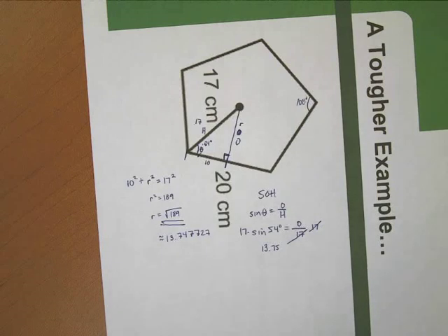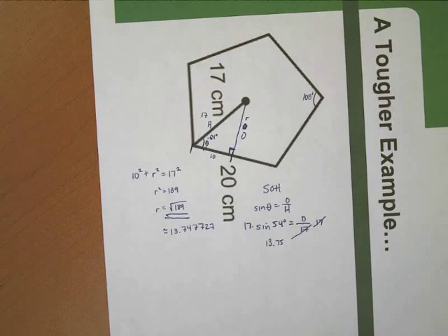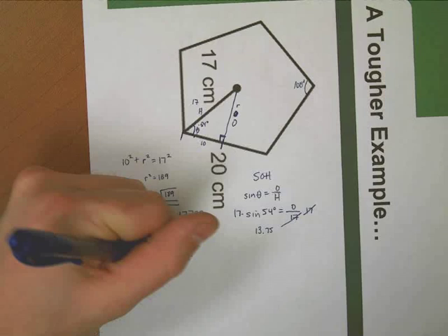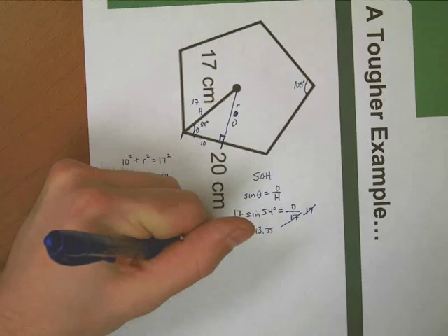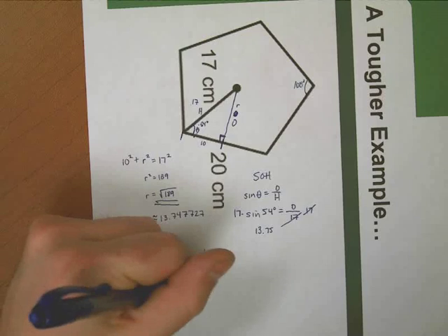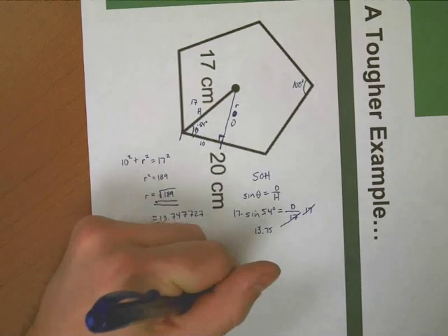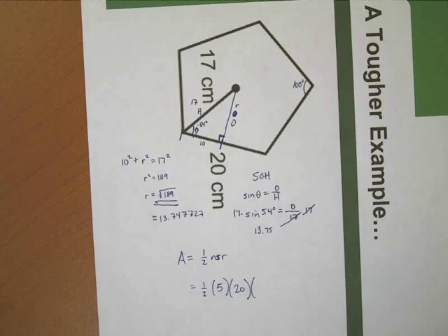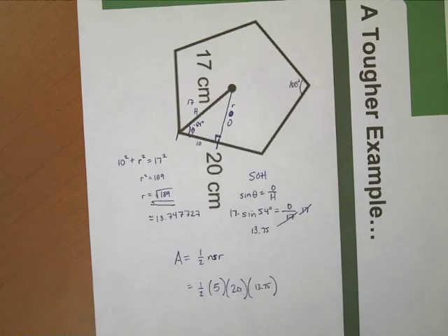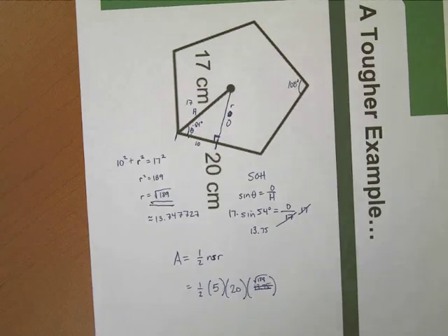So there are two different ways to get the apothem length. Now, how do I find the area? We're almost done here. Having the apothem length solved means I'm basically ready to use this formula. 1/2, the number of sides is 5. Each side is 20 centimeters in length, and the apothem length is 13.75 units, or square root of 189, right? In fact, let's just use that square root of 189.